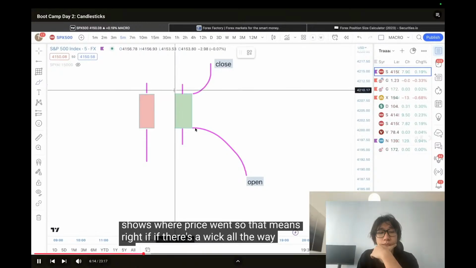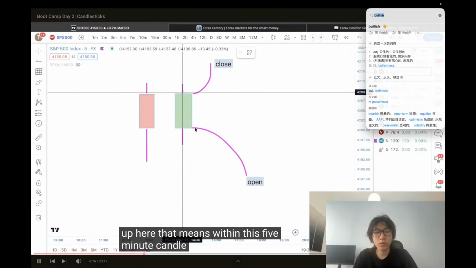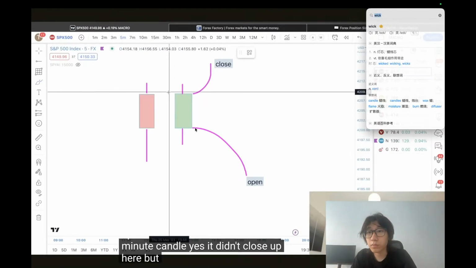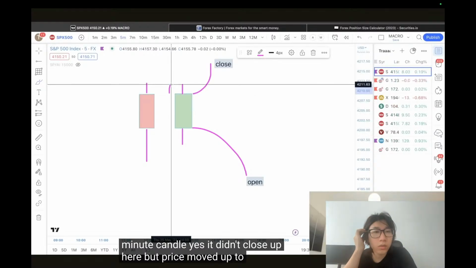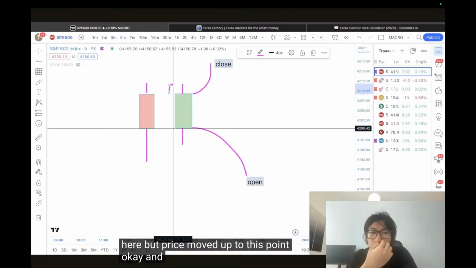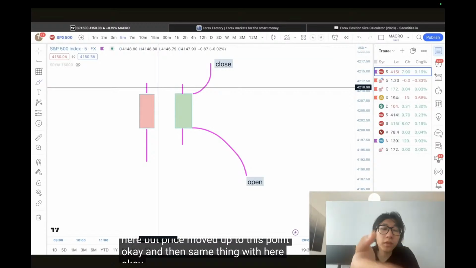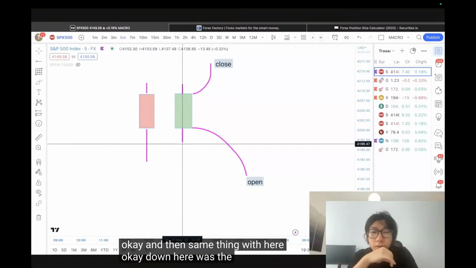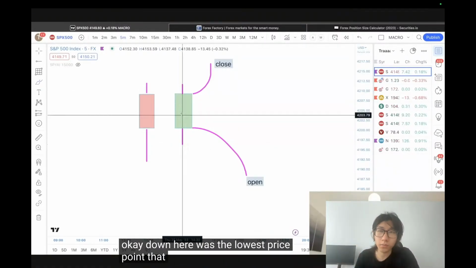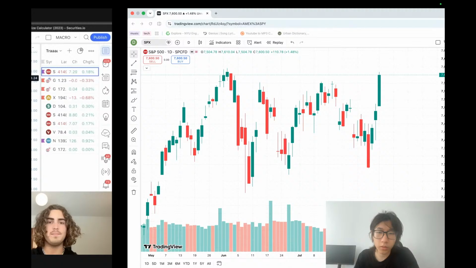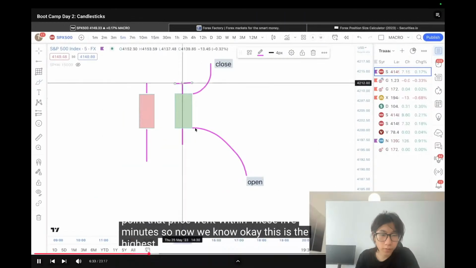There's a wick all the way up here. That means within this 5-minute candle, yes, it didn't close up here, but price moved up to this point. And then same thing down here: this was the lowest price point that price went within these 5 minutes. So now we know this is the highest point it went.